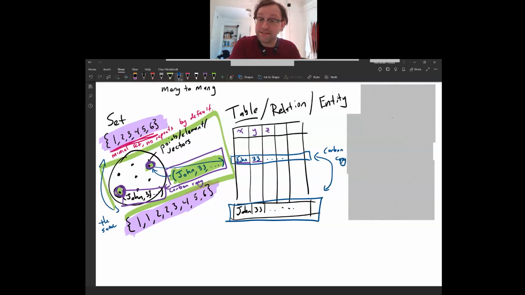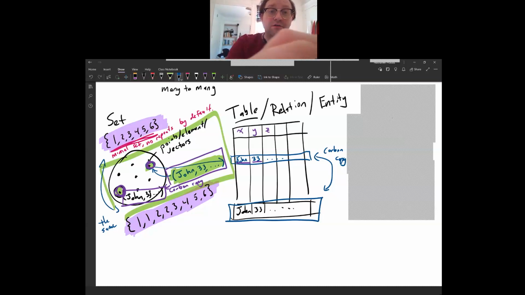You don't have repeats in sets, and therefore in tables we have this idea that there can be no repeats. Something cannot be repeated in the table. In particular, that means that there's no one row that is exactly identical. In addition to that, you could have a bigger constraint or a more severe constraint on what you're allowing to be repeated.